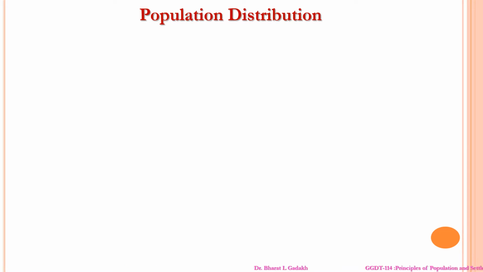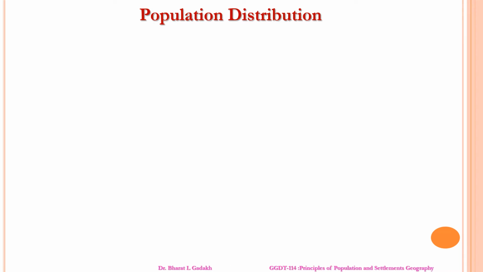Now, population density. What is meant by population density? Population density refers to the population of a particular area per square mile or square kilometer. Population density refers to the population of a particular area per square mile or per kilometer. These are the measures of population distribution.